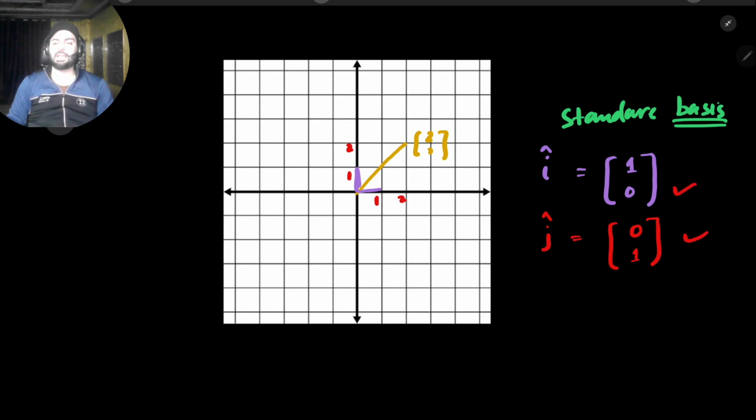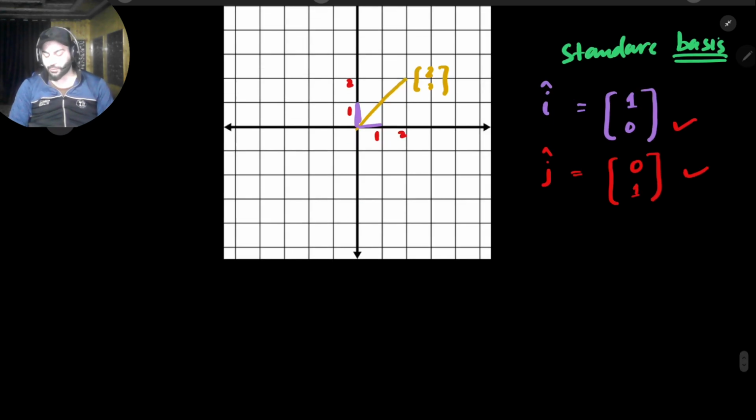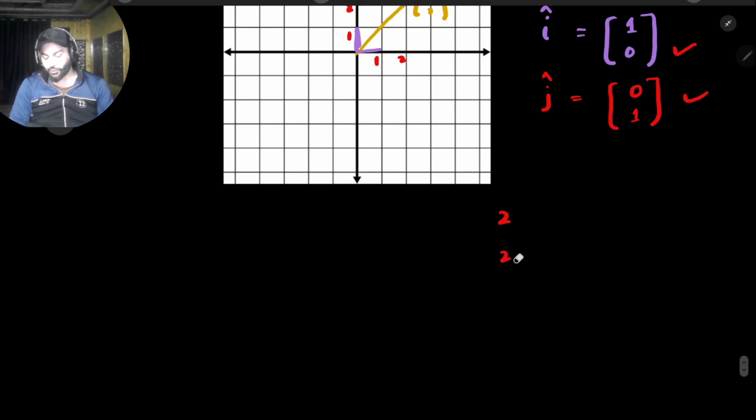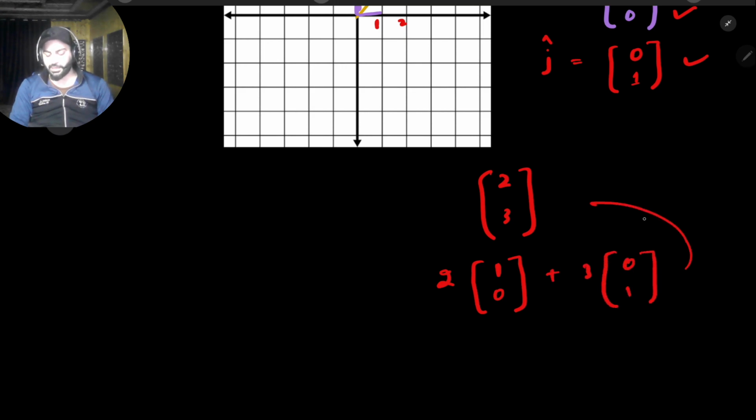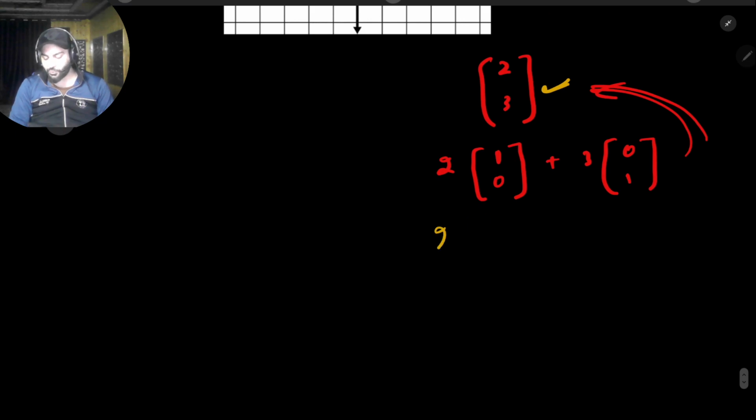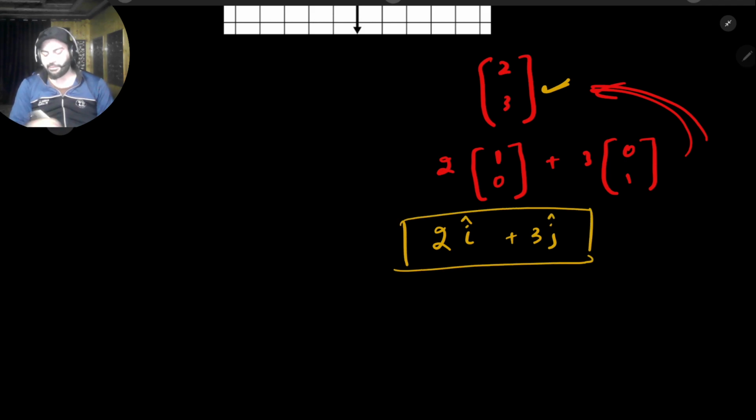So we can represent any vector in the standard basis format. Let's suppose we have the vector (2, 3). This can be written as 2 multiplied by (1, 0), as we saw with scalar multiplication, plus 3 multiplied by (0, 1). So we get this vector back. I can write this as 2 i-hat plus 3 j-hat. This is how I represent vectors component-wise.